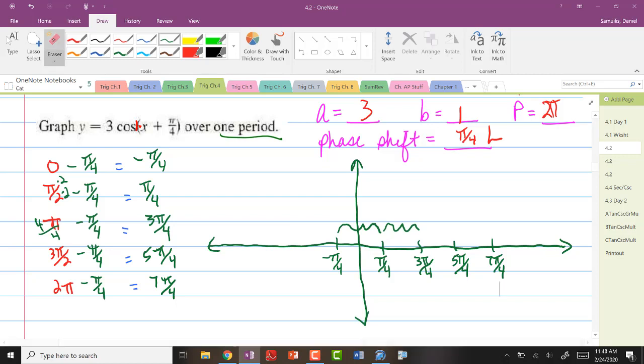Now I'll erase these little distance things. I could go all the way up. 3 and negative 3, and that is actually spaces of 3 on the grid on my piece of paper. Okay, it's cosine and it's regular, and it's got moved left, so this is where it starts.